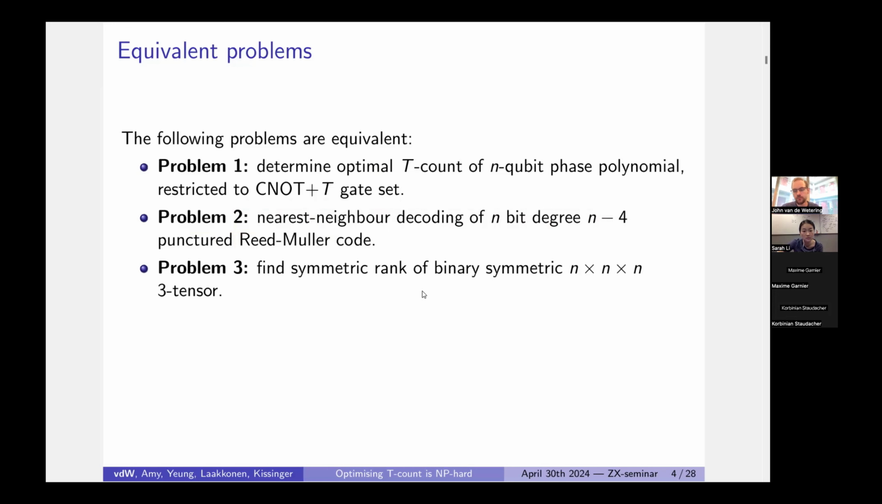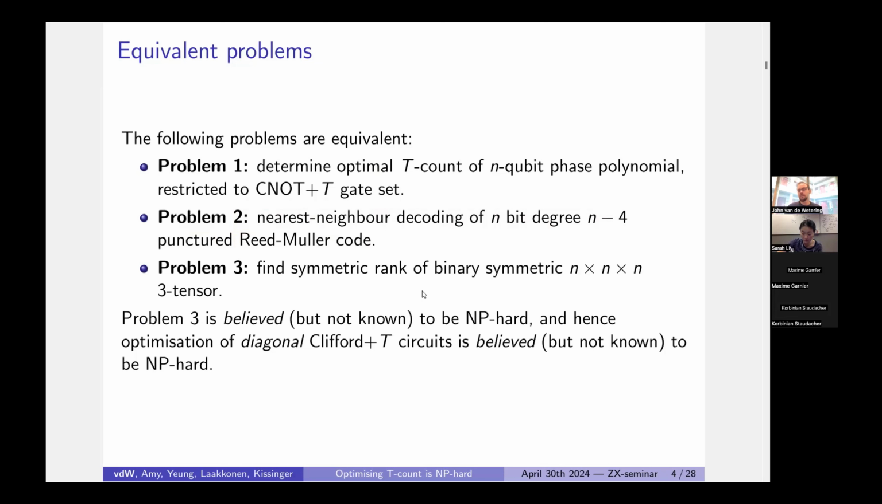And it helps us find ways to optimize T-count. But the amount it helps us is bounded, because, for instance, problem 3 here is believed to be NP-hard, although there's no proof of it. There are related problems that are NP-hard, so we believe this thing is also NP-hard. And hence, optimization of diagonal Clifford plus T circuits is also believed, but not known, to be NP-hard. And in fact, it's been an open problem for a long time to prove that optimizing T-count is an NP-hard problem.